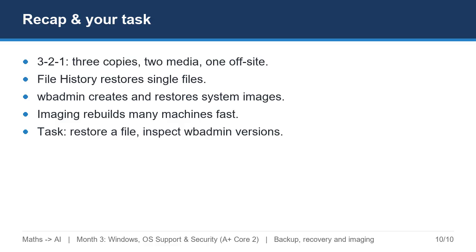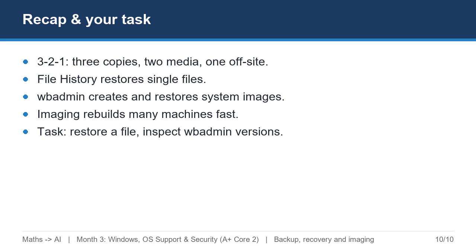Let's recap. The 3-2-1 rule keeps 3 copies on 2 media with 1 offsite. File History restores single files. wbadmin creates and restores system images. And imaging rebuilds many machines fast.